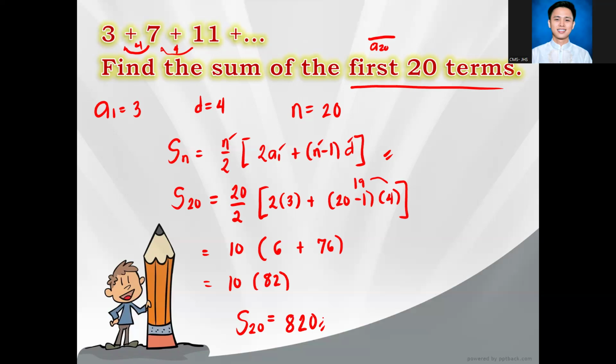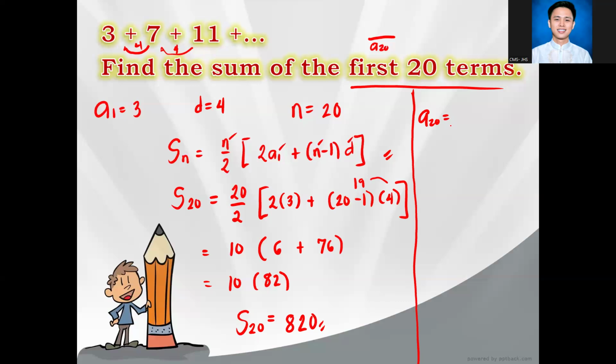Sir, can I solve for the last term? Yes, you can solve for the last term, just like in our previous lesson, right? We can always solve for a sub 20. Sir, how do we do that? Okay, let's review. So let's say for example, sir, I want to stick with Formula 1. I want to solve for a sub 20. Can I do that? Yes.